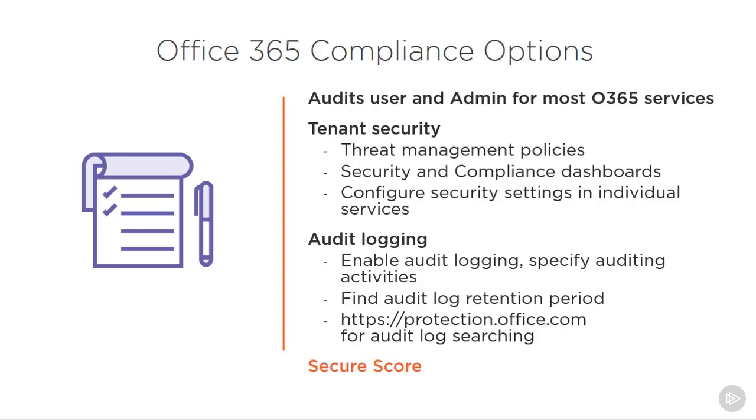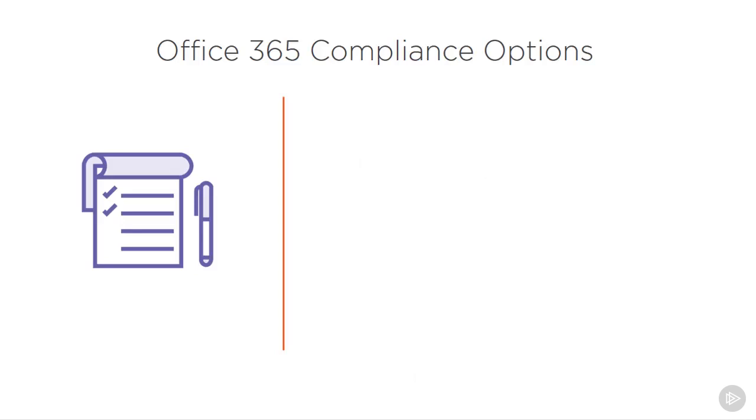And as we've already discussed and explored, we can determine how secure our tenant is by determining what our secure score is and taking steps to improve that score, which in turn will improve security. So we want to make sure that we take advantage of these Office 365 compliance options to help us stay within compliance. Now, some of the other Office 365 compliance options that we can use, we have the data governance policy.